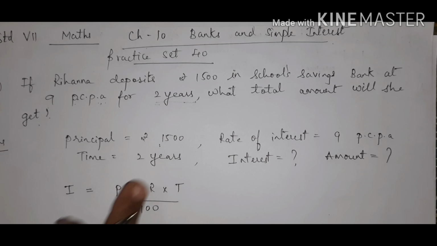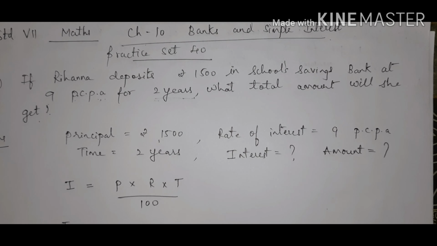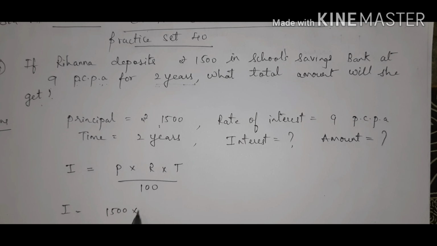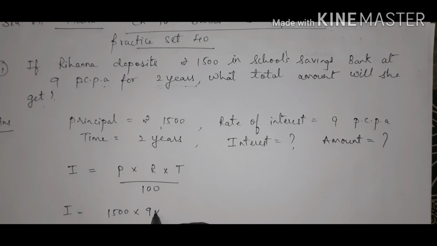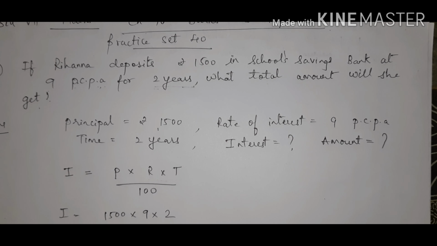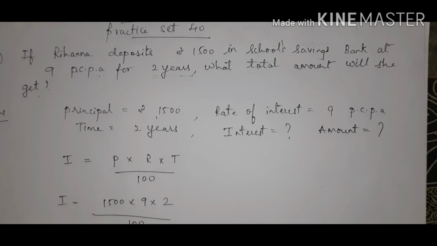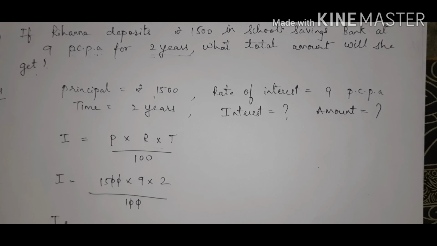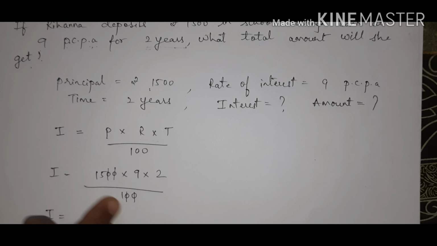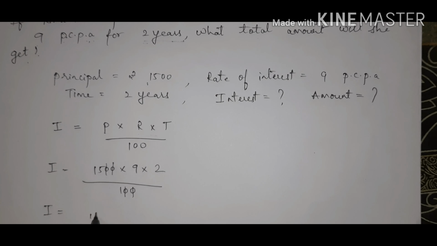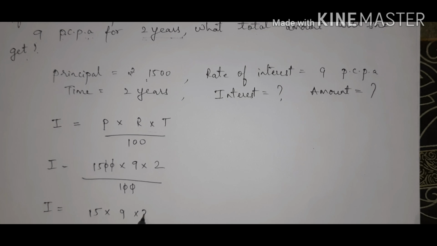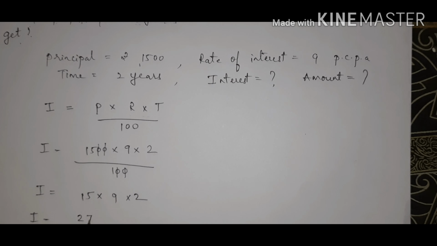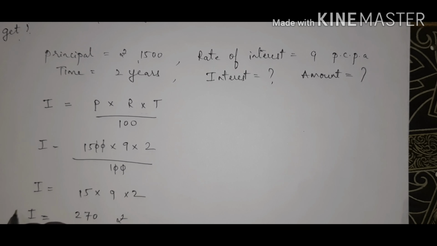After writing the formula, let's substitute. Everything is given to you. I is equal to P, principal, which is given as 1500, multiplied by R, rate of interest 9, and time T is 2, divided by 100. After substituting this, let's cancel the zeros. 2 zeros up and down will get cancelled. So I is equal to whatever is remaining. Down 1 means no value, just multiply what is remaining above: 15 into 9 into 2. So I is equal to 15 times 2 is 30, 30 times 9 is 270. So you will get interest as rupees 270.